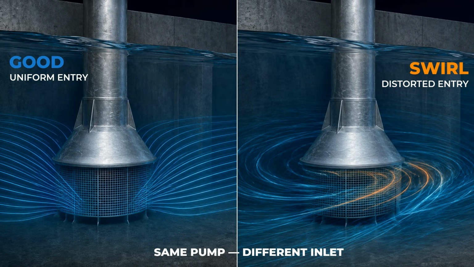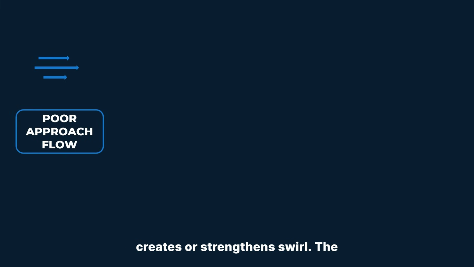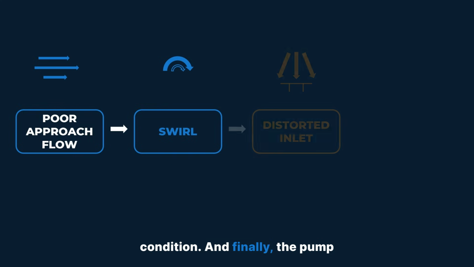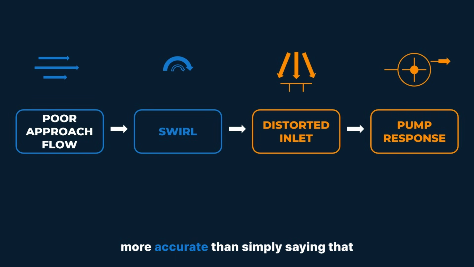Cause and effect. The useful way to understand this problem is as a chain. First, we may have a poor or non-uniform approach flow that creates or strengthens swirl. The swirl then produces a distorted inlet condition. And finally, the pump responds to that poor inlet flow. This is more accurate than simply saying that every vortex directly causes a pump failure.